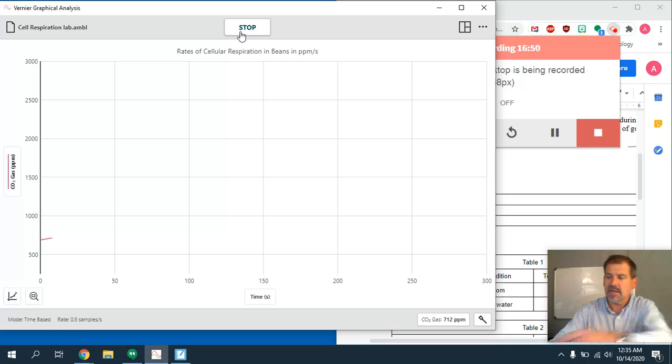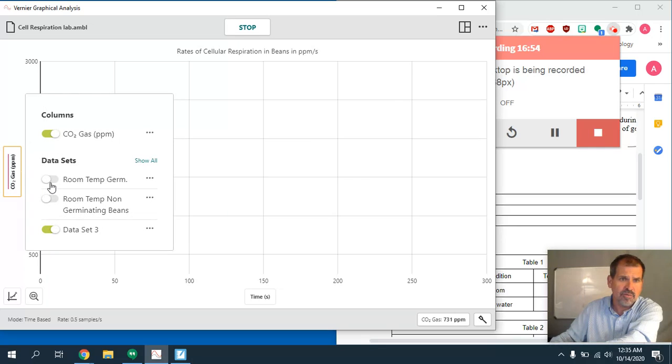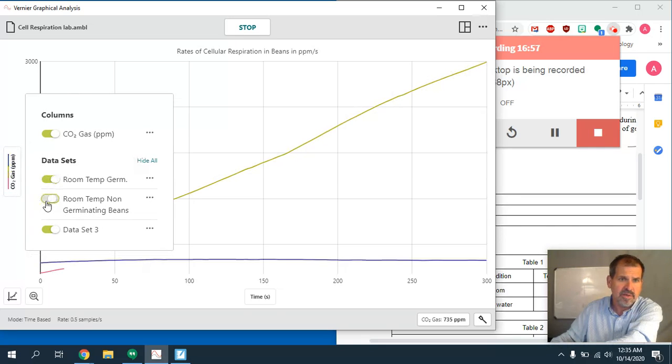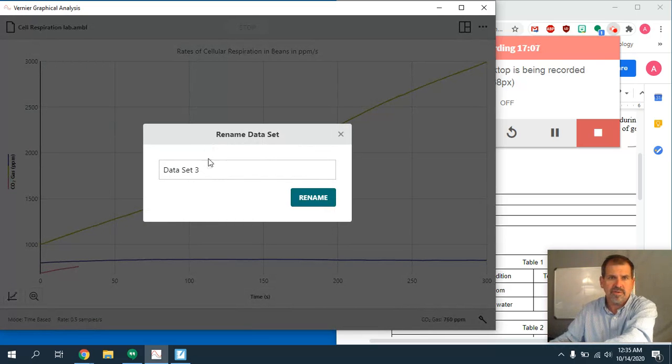Now every time I hit collect, it clears out the previous runs, but what we can do is go over here, take a look at this one, take a look at that one. Now we can change this data and rename this one. We'll call this germinating at cool temps, and rename.